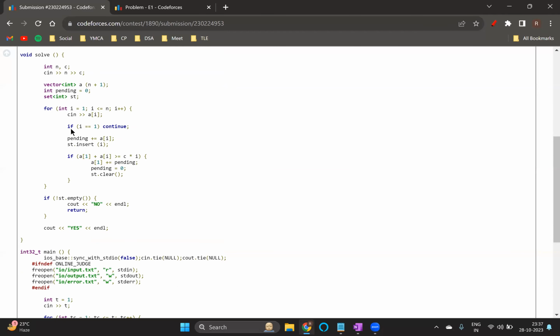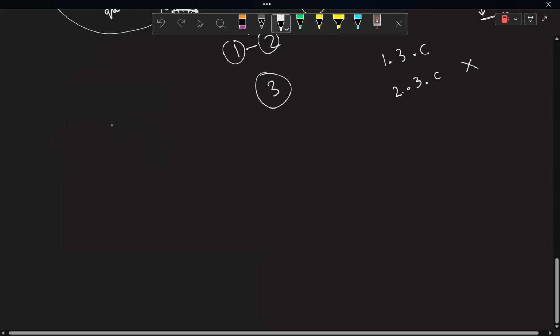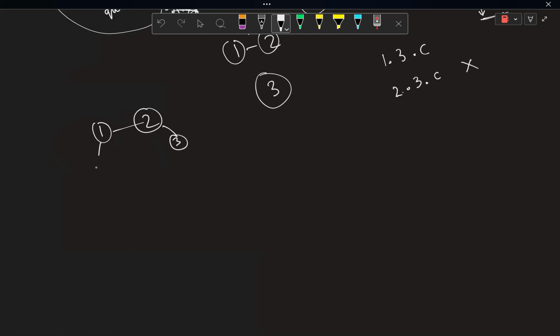So what you can do is just say, for any other node except the first one, if the number of people you have in the component of the first node and in the ith node is greater than or equal to c into j, which means that you can connect them. So here what I'm doing, one more thing. Here what I'm doing is, let's say there is a component like this.